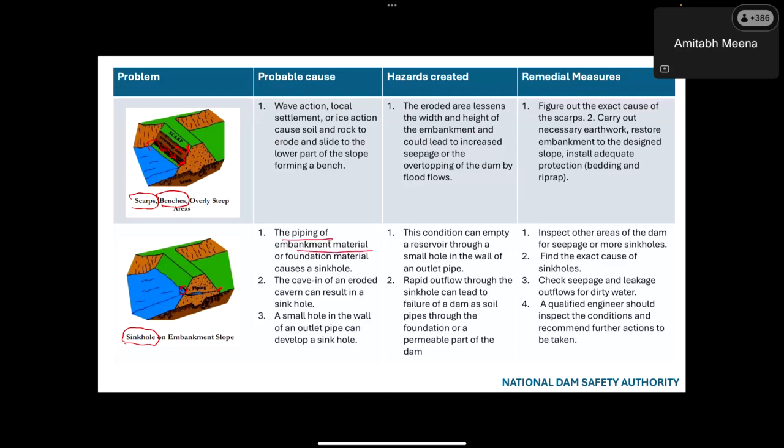The cave-in of an eroded cavern can result in a sinkhole. A small hole in the wall of an outlet pipe can develop a sinkhole. So these are the reasons.